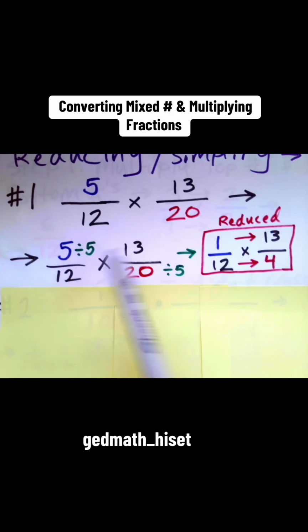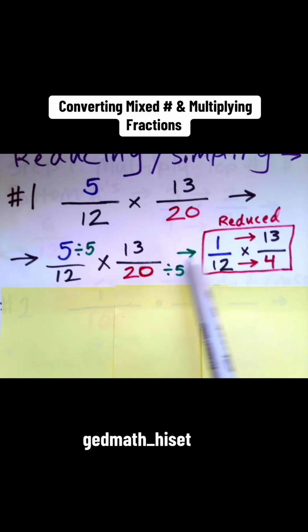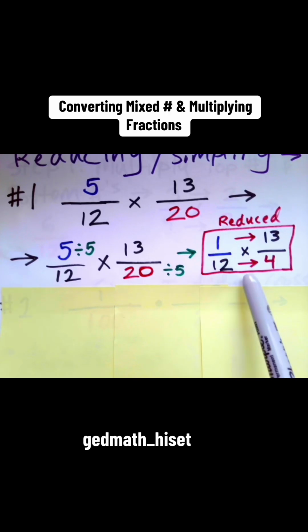We have 5 divided by 5 is 1. I'm just going to rewrite the 12 times. 13 cannot be reduced, so I'll just rewrite the 13. And in the denominator, 20 divided by 5 is 4. Now we have two reduced, simplified fractions. From here, you can multiply top to top, bottom to bottom, and you'd have a completed, simplified answer.